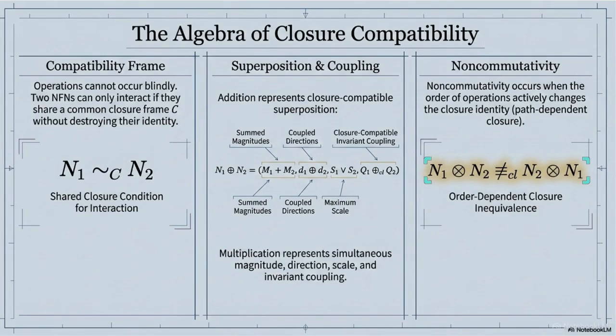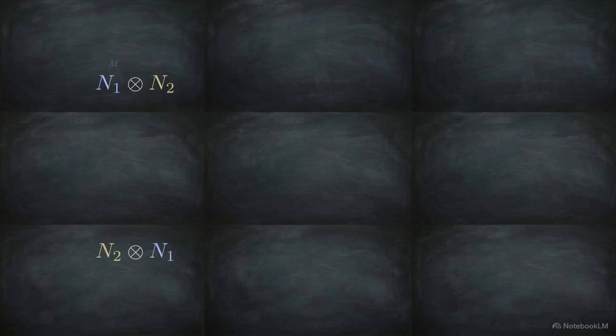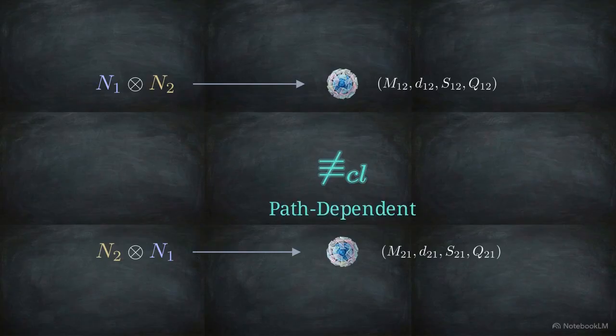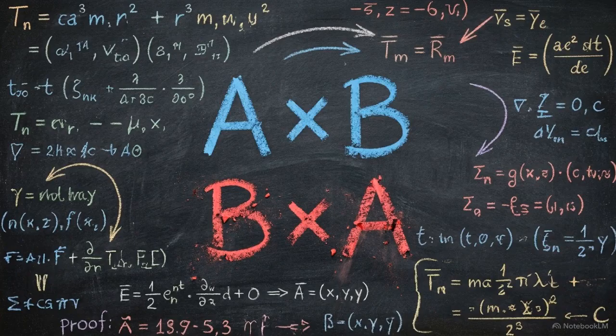Finally, the right panel isolates the non-commutativity equation. This defines path-dependent closure. In this framework, A times B does not equal B times A if the order of interaction changes the underlying structure of the system. NFN algebra is directional. The specific order of operations actively dictates whether a system's identity survives an interaction or collapses.